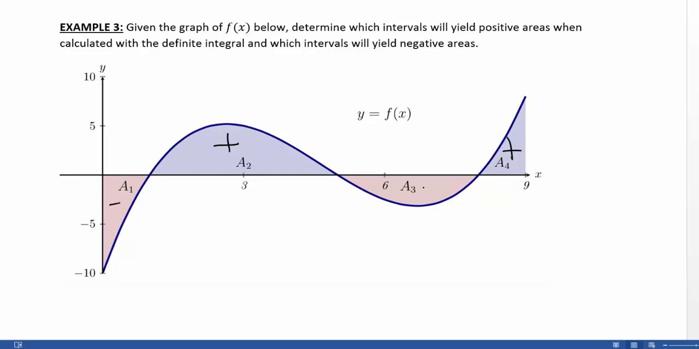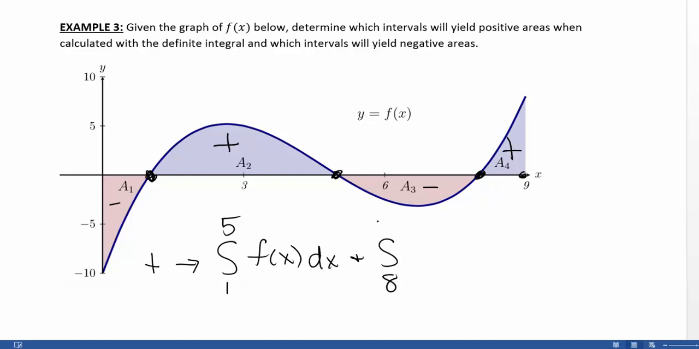My beige areas are going to be counted as negative because, again, I'm looking at this area with the lens of the definite integral, which means that when I draw in my rectangles, the y values will be counted as negative. So here, my positive integrals are going to be the integral from roughly, let's say that looks like it's around 1 to 5 of f of x dx. And this looks like it's roughly 8 to 9. So 8 to 9 of f of x dx. Those are going to give me positive integrals.